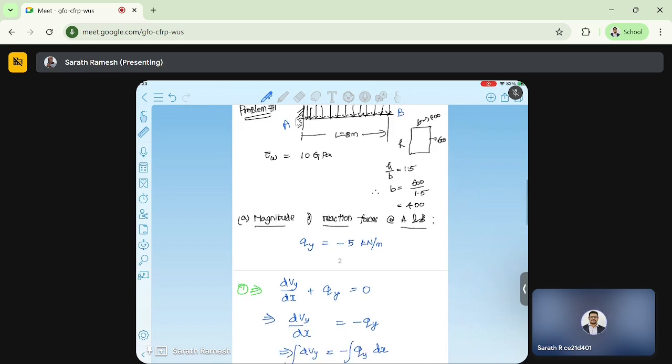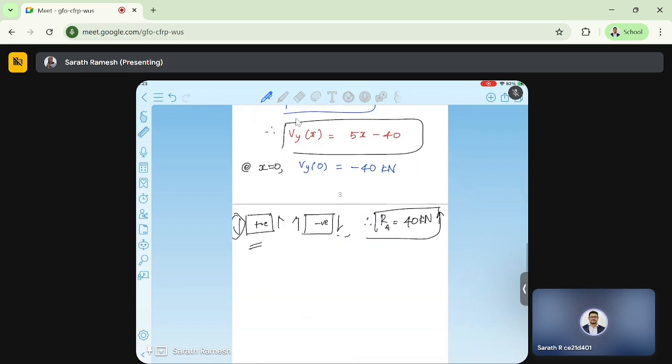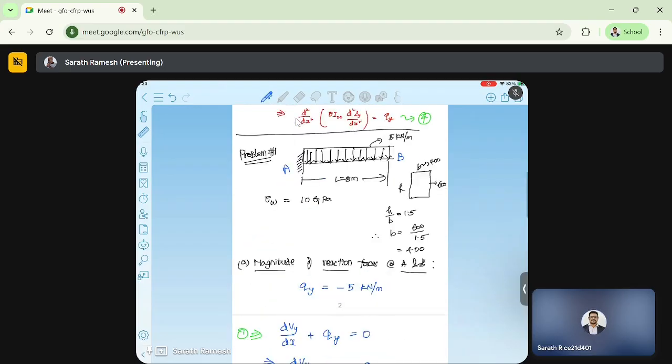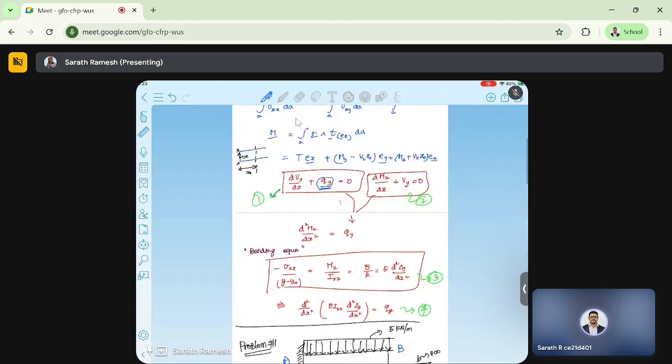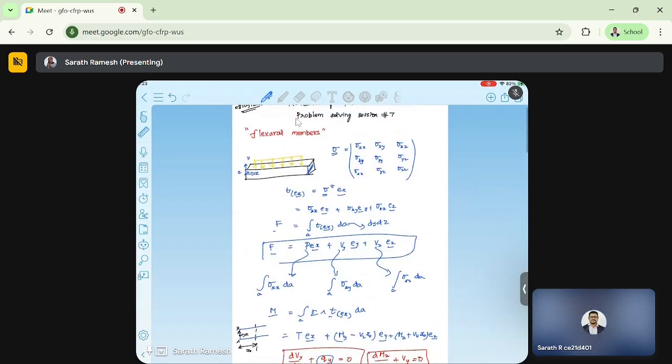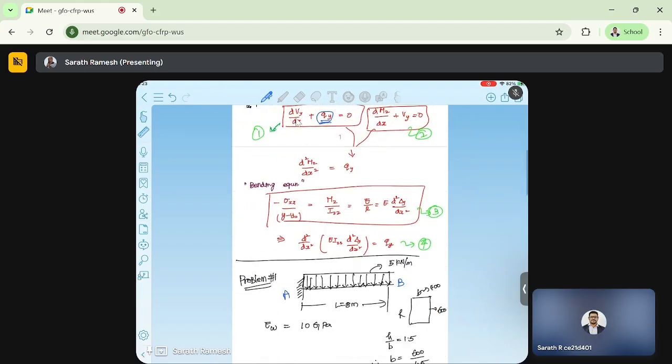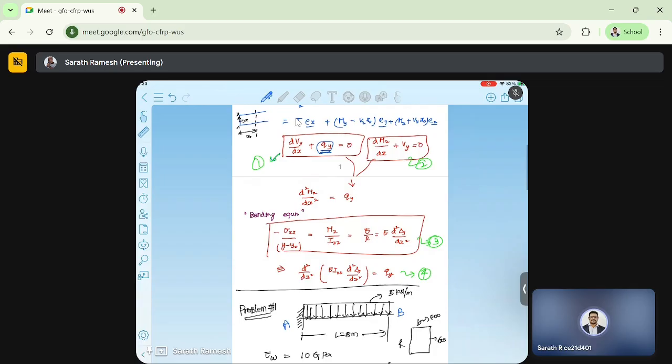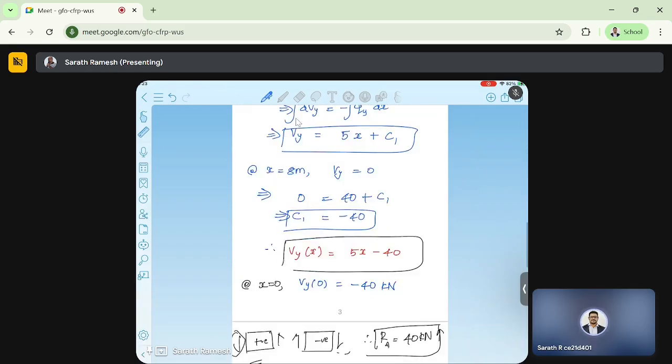Now, next, we need to find the moment value. So let's use the bending moment expressions. We'll use equation number 2. dMz by dx plus Vy.